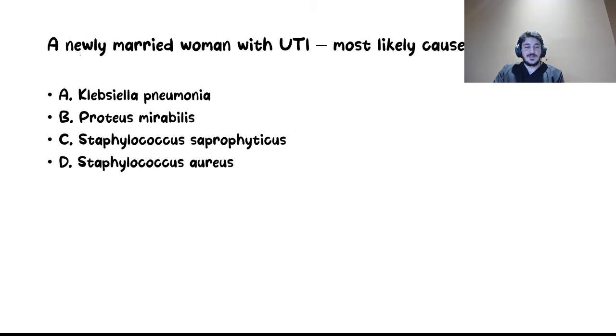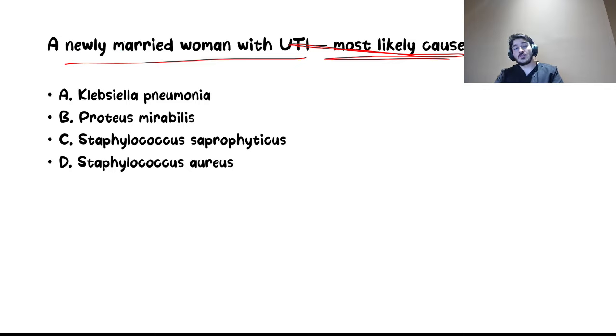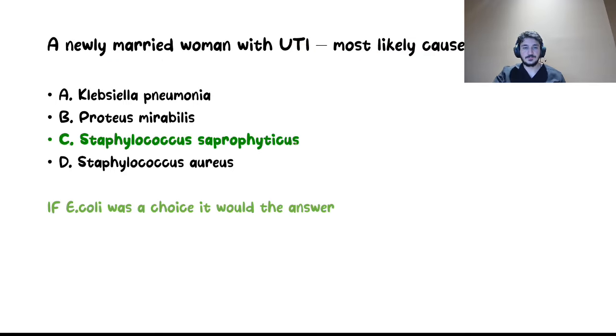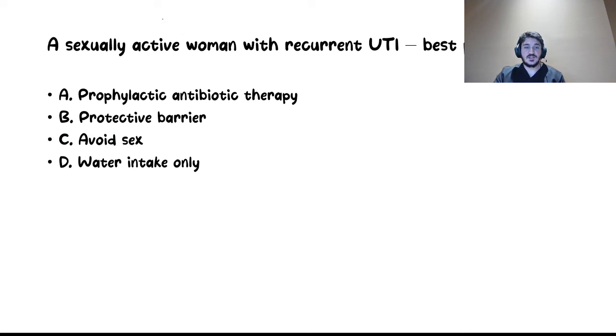A newly married woman with UTI, what's the most likely cause? Okay, most likely cause. As soon as I hear most likely, E. coli, unless there's something else. So there's nothing special here. So E. coli, let me search. Oh, there's no E. coli. So what do we look for? We said newly married, sexually active, young female. What's the most likely cause? Staph saprophyticus. Okay. Sexually active woman with recurrent UTI, what's the best prevention?